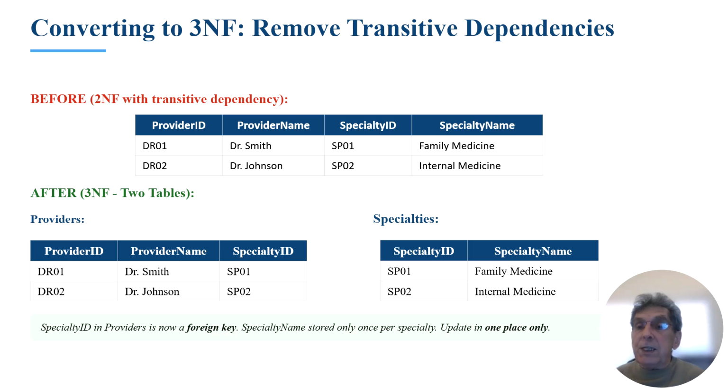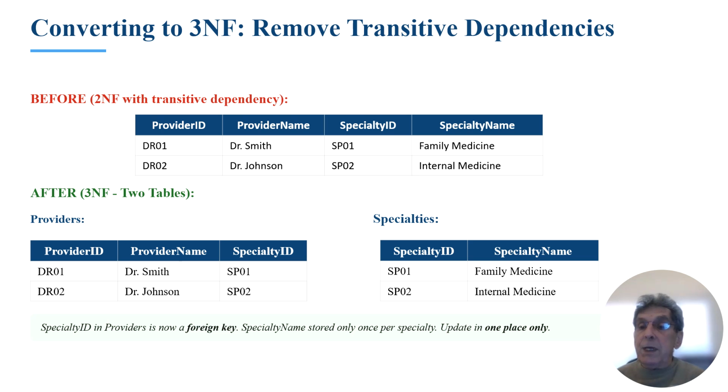To eliminate the transitive dependency, we decompose into two tables. The providers table keeps provider ID as the primary key, with provider name and specialty ID as attributes, but the specialty ID is now a foreign key. The specialties table has specialty ID as the primary key, with specialty name as an attribute.